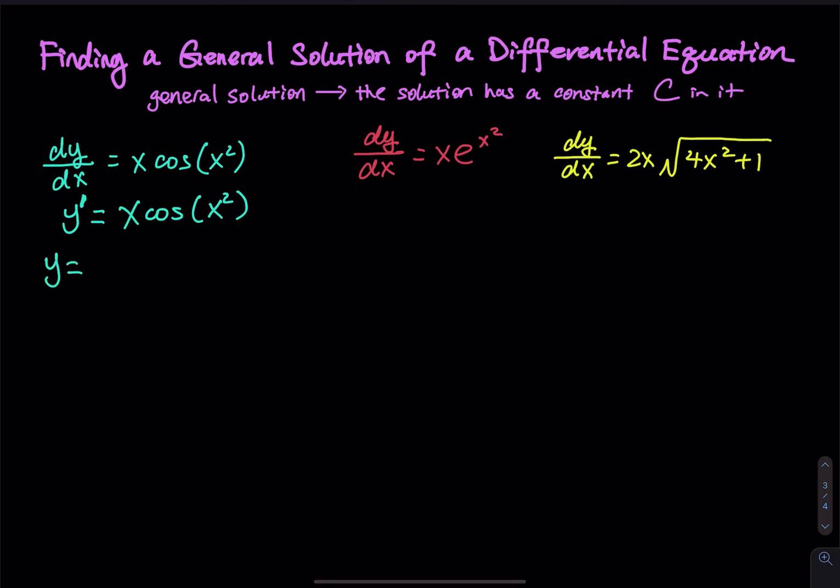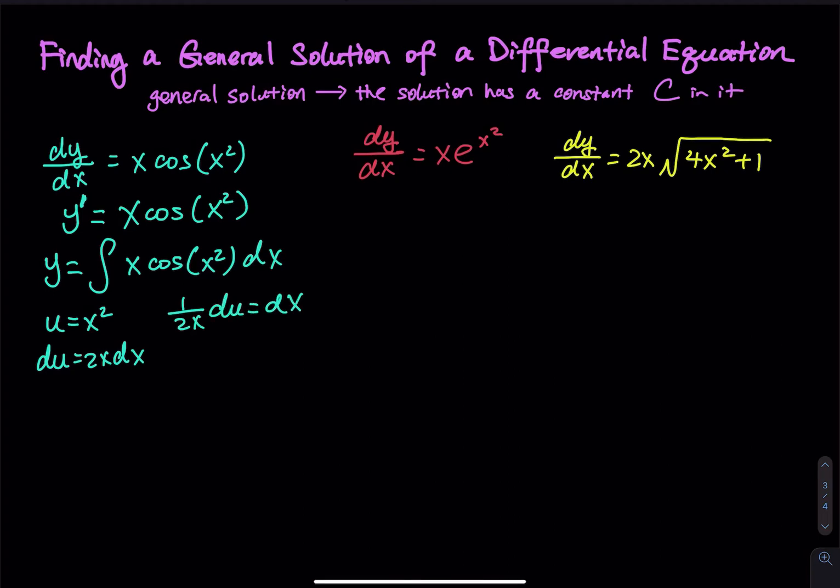So y is equal to the integral of x times cosine x squared dx, and this is a u substitution problem because the derivative of x squared is 2x, so we can't get rid of the x in front of the cosine. So we let u equal x squared, so cosine is a composition function. We have x squared inside a cosine, so we let u equal that, and then du is equal to 2x dx. 1 divided by 2x du is equal to dx, and then we do a change of variable.